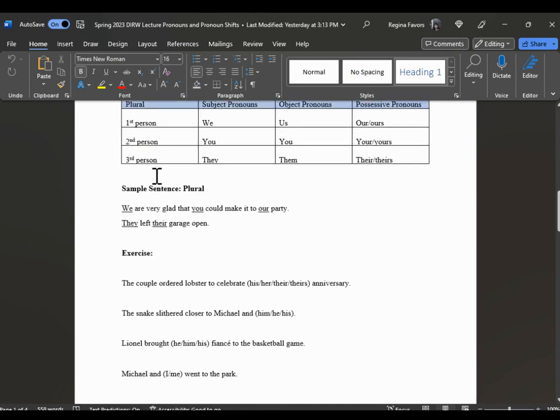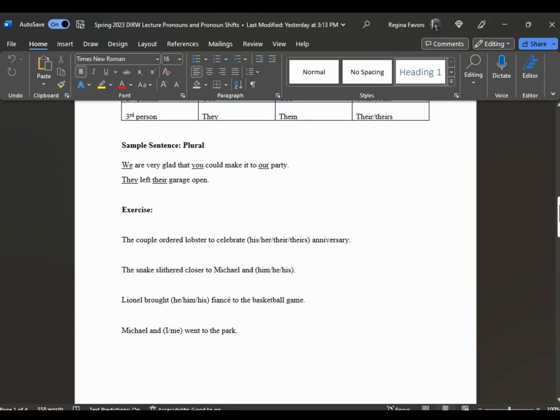And then here are some sample sentences. We are very glad that you could make it to our party. So we understand that we and our actually complement each other. You wouldn't say we are very glad that you can make it to your party, right? Of course. And then, they left their garage open. So they and their tells you that this is plural. The subject already tells you whether the verb is going to be plural or singular, and whether any pronoun that refers to the subject as an antecedent is going to be plural or singular.